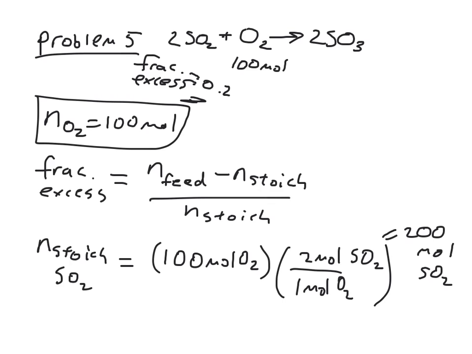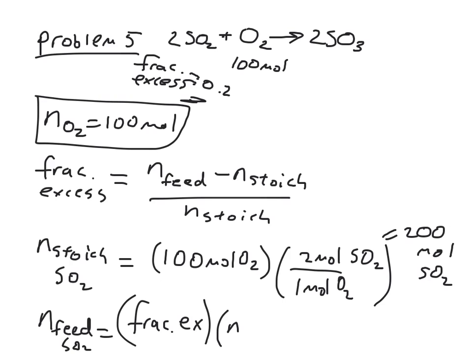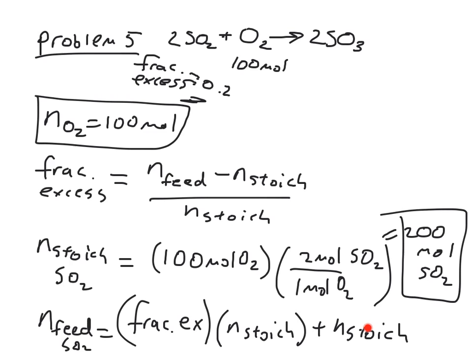Now we're almost done here, so we can just go ahead and take this equation right here, and rearrange it to solve for the feed. So if I do that, n feed is going to be the fractional excess multiplied by n stoichiometric plus n stoichiometric. And we have everything we need here. Fractional excess was given as 0.2. And n stoichiometric, we just found that, 200. Let me put a box on that just for clarification.